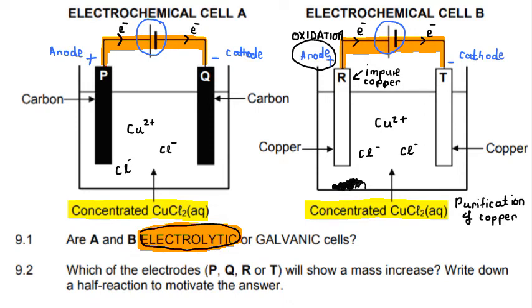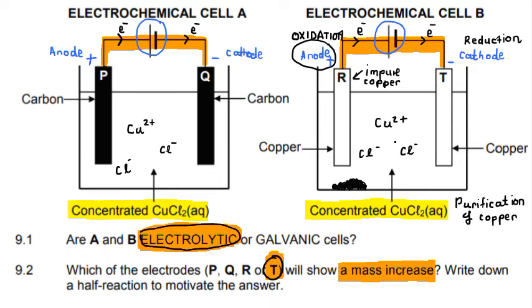Okay, so to answer the question, which one of these electrodes from the list is going to increase in mass? Electrode T. So the answer here is T. That's the electrode that's going to show an increase in mass. They want us to write down the half reaction to motivate our answer. Well, electrode T is the cathode, and what happens at the cathode is reduction.